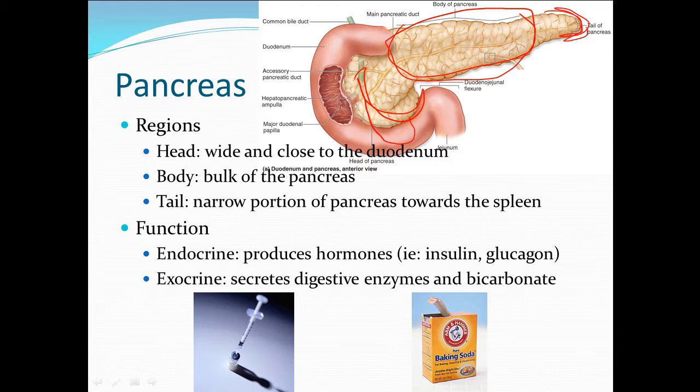But its exocrine function is for these digestive enzymes and bicarbonate. And you'll know more about this in the physiology. But yeah, and what produces the exocrine juices again? Do you remember? Where are all the cells around the pancreatic islets? Pancreatic acini. Pancreatic acini. Very good.